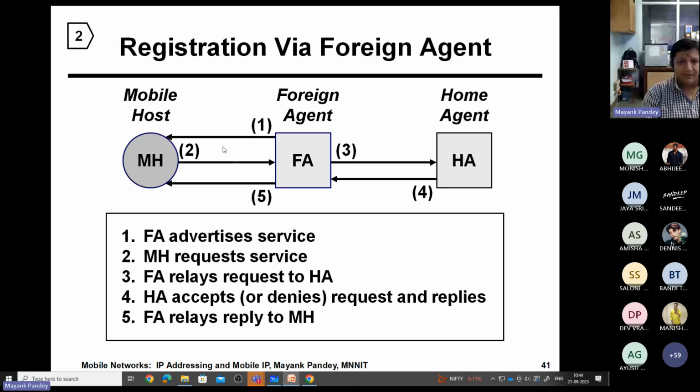First process, the FA advertises the service. Mobile host requests for the service. FA relays this request to the home agent. Third process, the HA can accept or deny the registration, and the FA relays the reply to the mobile host.